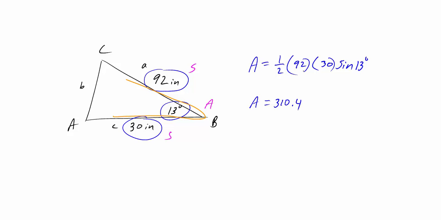Well, this was 92 inches, and this was 30 inches. So if we multiply this, inches times inches would give us inches squared. And we know that makes sense because if we're finding the area, it's always going to be a square unit. So that means we now have an area of 310.4 square inches.